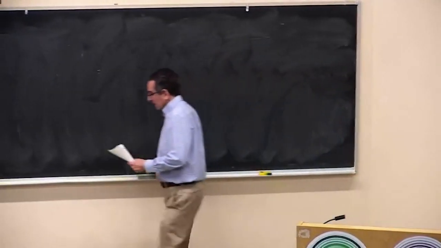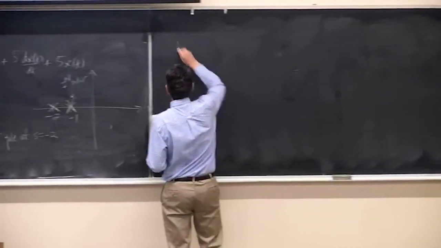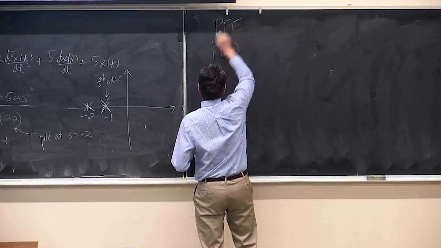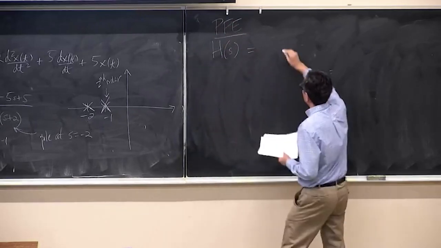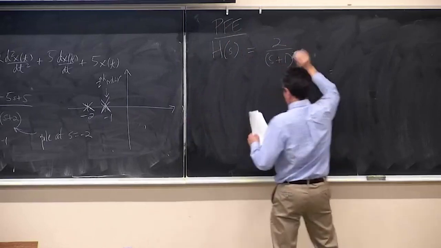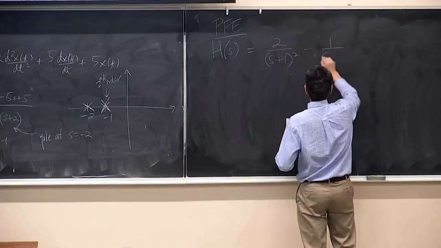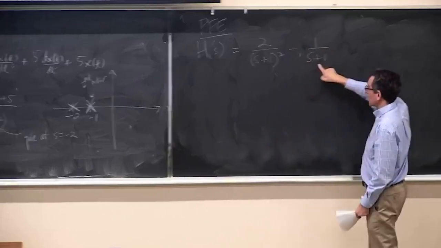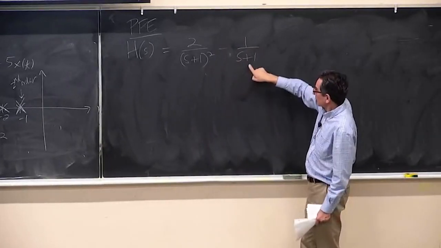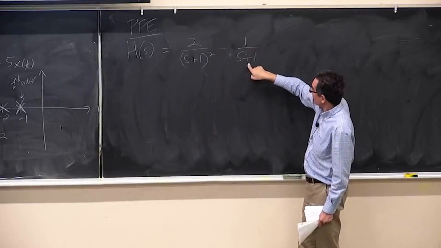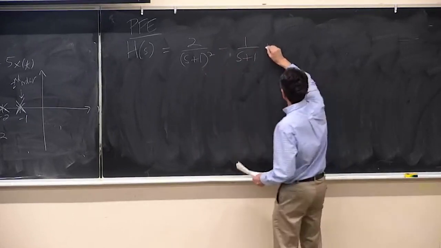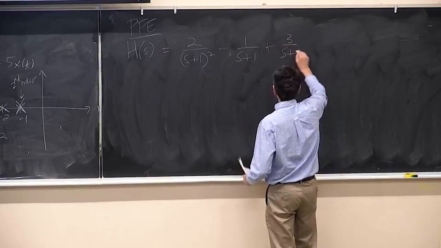I can rewrite H(s) after using partial fraction expansion as 2 divided by (s plus 1) squared, minus 1 over (s plus 1). So notice we have terms for all of the powers corresponding to the second order pole. We have a first order term and a second order term in the denominator. And then it's plus 3 over (s plus 2).